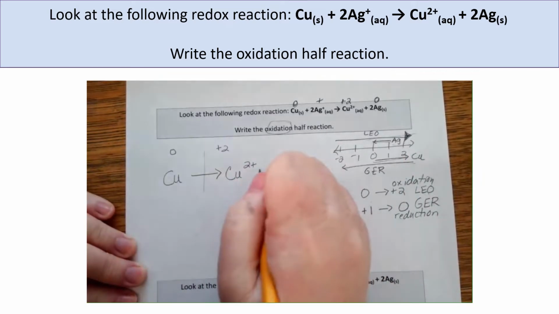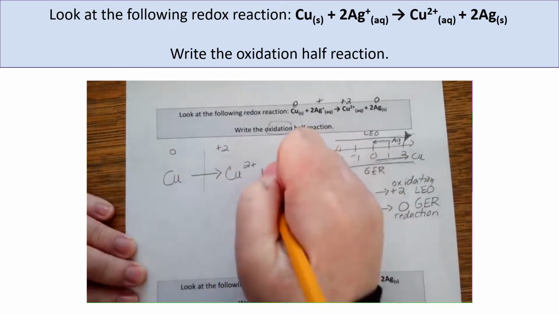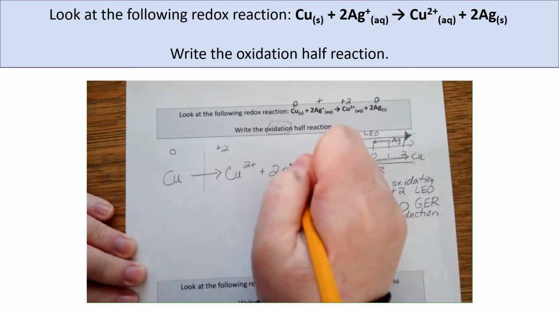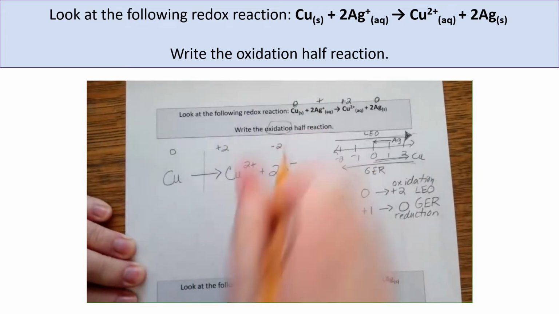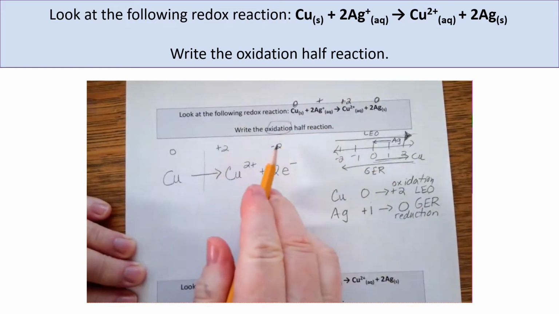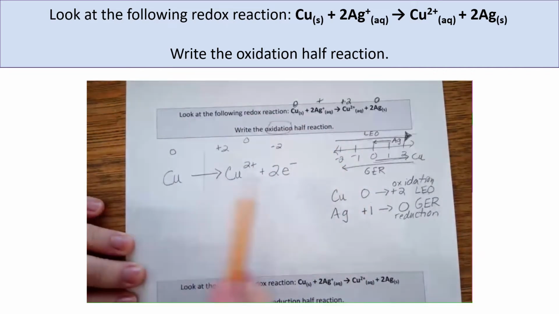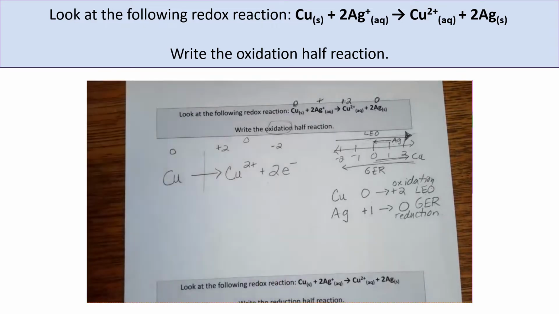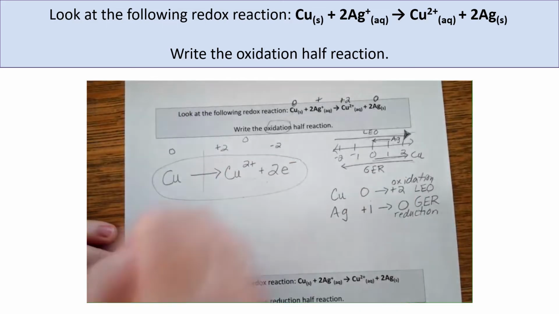Okay, how many electrons? Well, how many spaces did it move on the number line? 2. So plus 2 electrons. So now what's the charge on this side? Well, that's a positive 2. That's a negative 2. And a positive 2 and a negative 2 equals 0. So both sides do have the same charge, 0 and 0. And that's it, okay? This right here is the oxidation half reaction. This is the substance that was oxidized.